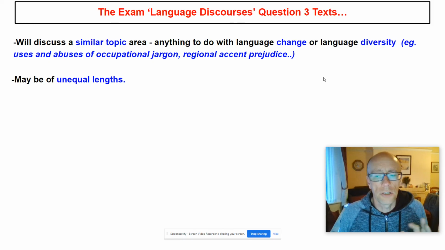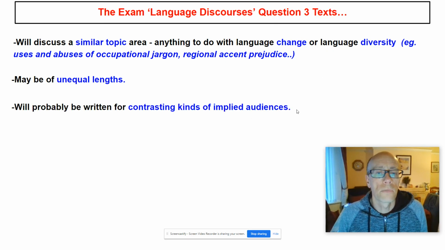The 2 texts that you've got may be of quite unequal lengths, as you'll see in a minute. So don't necessarily assume, even though you're comparing them and you have to give equal weight to the 2 of them, that actually the 2 texts are going to be equally long.